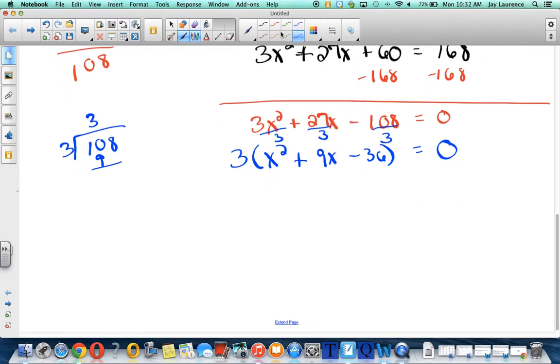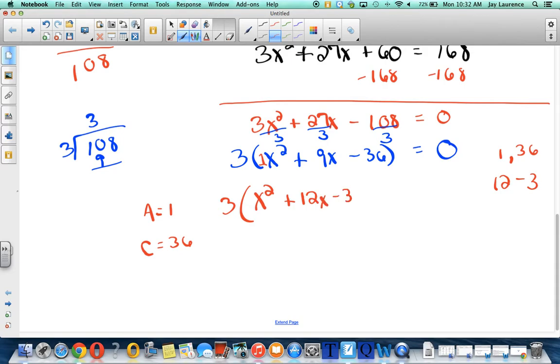Now, this is not a perfect square trinomial. I'm going to need to multiply a times c. And a would be 1, right? A equals 1. C would equal 36. So I need 2 factors of 36 that subtract to get 9. Well, I'm thinking 12 minus 3. So I'm going to rewrite this with a 3 out front: x squared plus 12x minus 3x minus 36 equals 0.